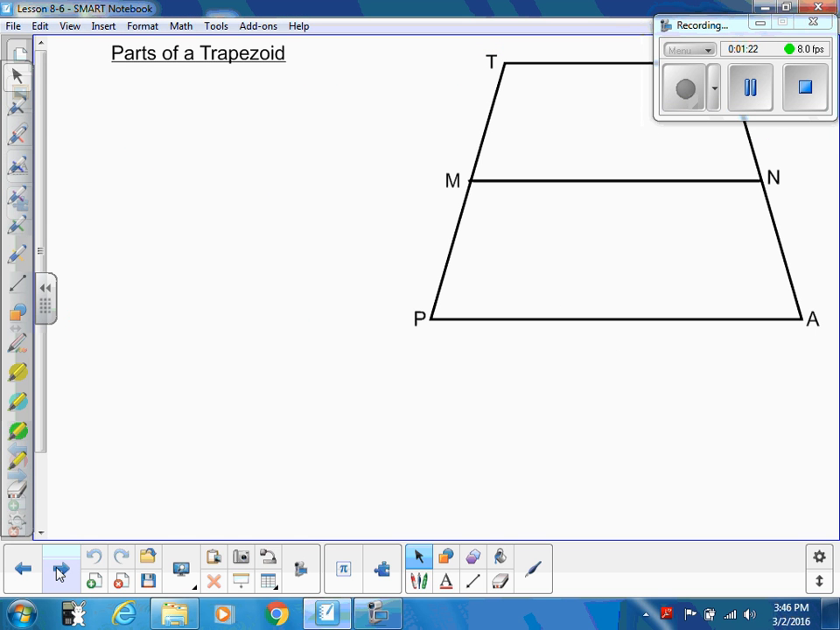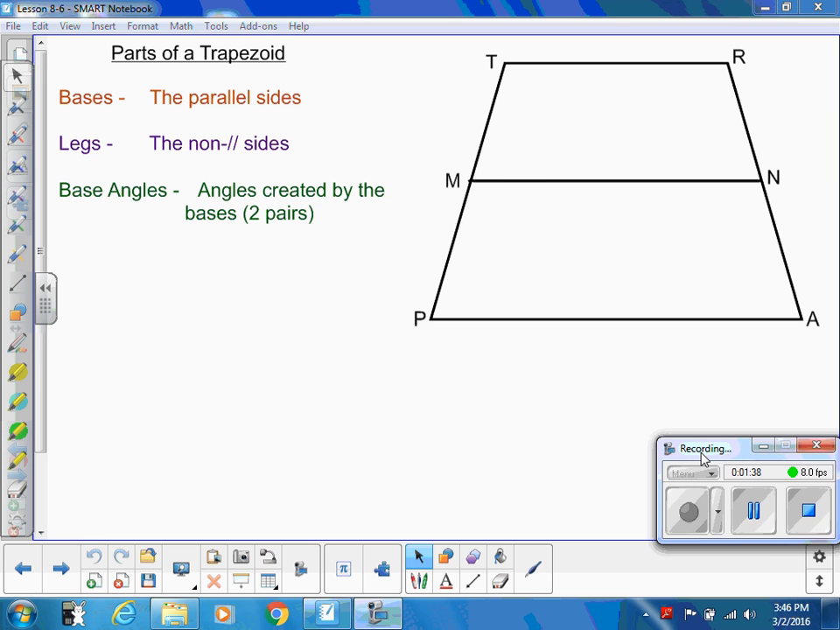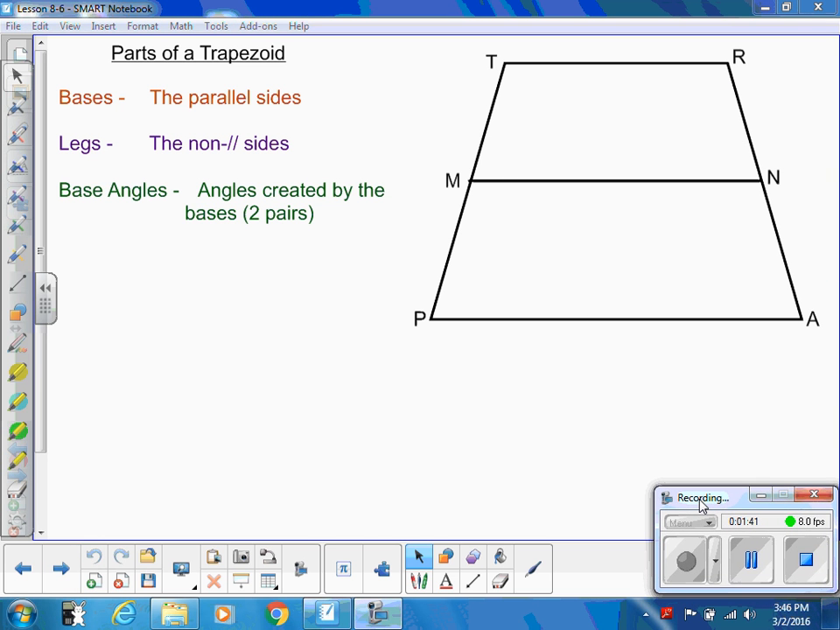Now, just like the parallelograms, trapezoids have their own set of properties. All right, and to understand the properties, the first thing you need to understand is the vocabulary. Well, there are different parts to the trapezoid. We have the bases, we have the legs, and we have the base angles. The bases are going to be the sides that are parallel. So, for example, in this figure, you have segment PA parallel to segment TR. So those two segments would be our bases.